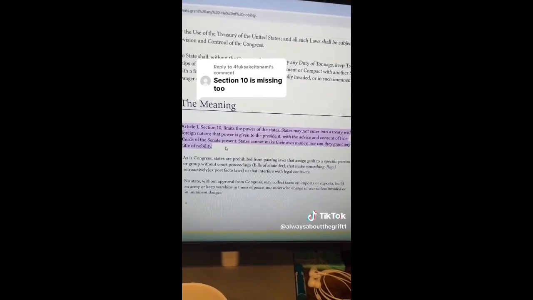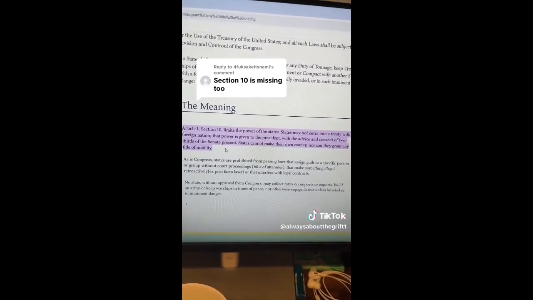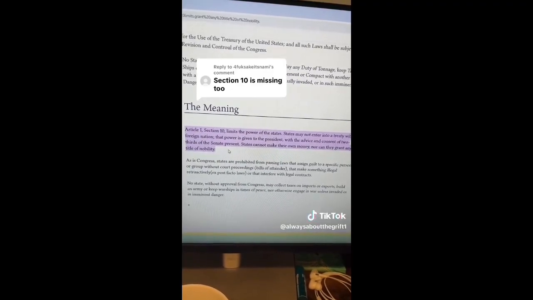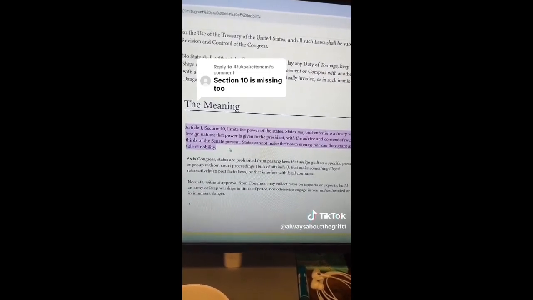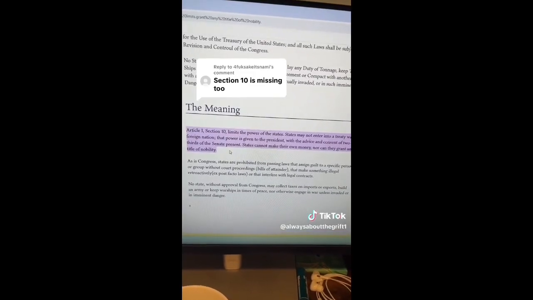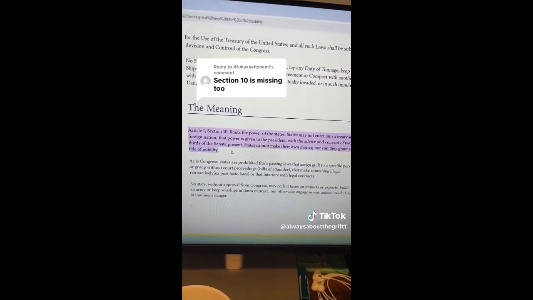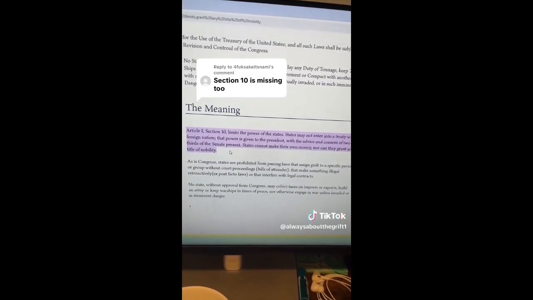Congress, states are prohibited from passing laws that assign guilt to a specific person or group without court proceedings, that make something illegal retroactively or interfere with legal contracts. And no state without approval from Congress may collect taxes on imports or exports, which has been a big topic in the tariffs recently. They cannot build an army or keep warships in times of peace, nor otherwise engage in war unless invaded or in imminent danger.